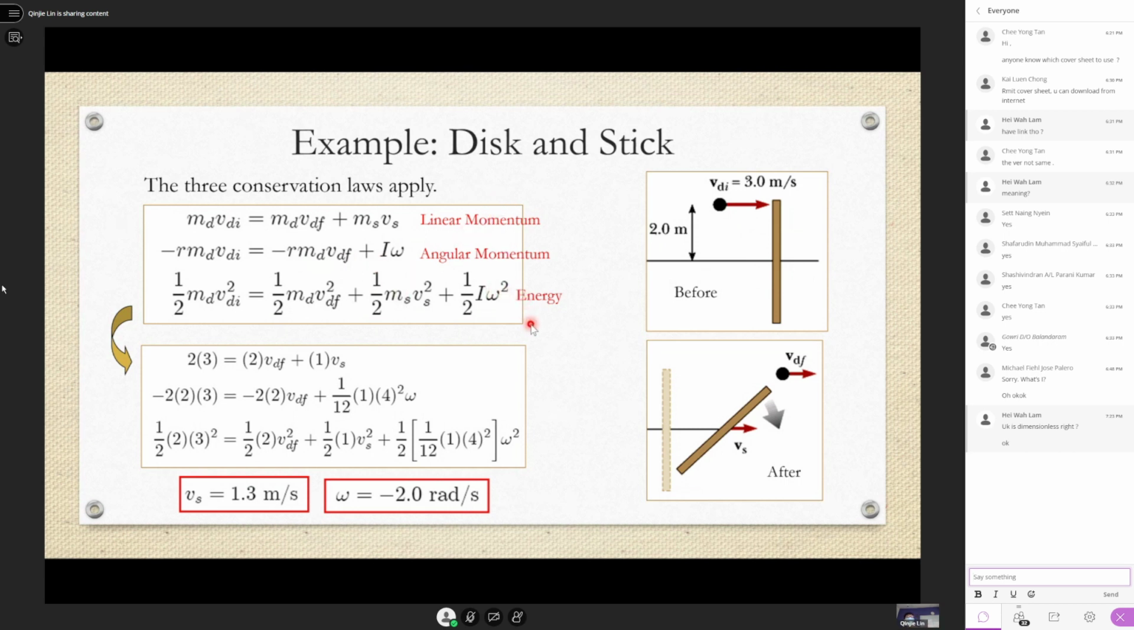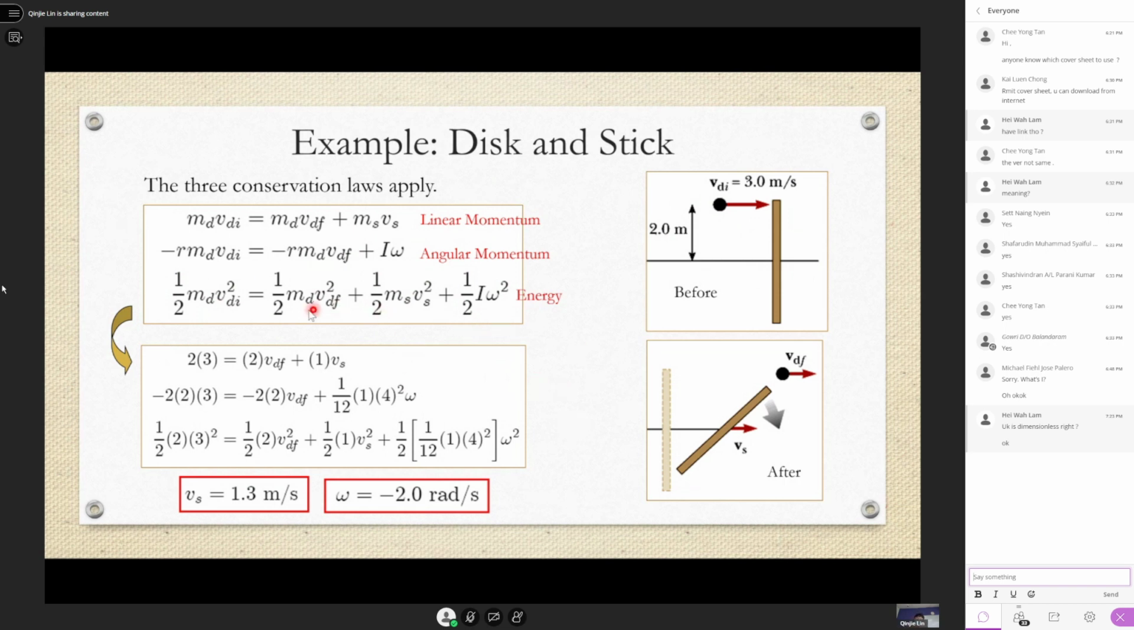Then down here, things are moving, so you also can write conservation of energy. Kinetic energy at the start, there's only the disc moving, half mv square. After collision, the disc is still moving, half mv square, plus the stick is also moving, that's why half mv square for the stick, plus the stick is rotating. That's why plus half I omega square. You must account for everything.